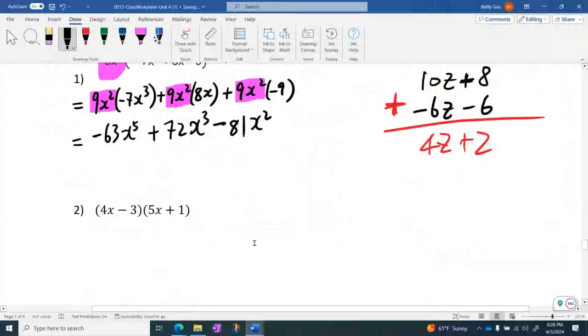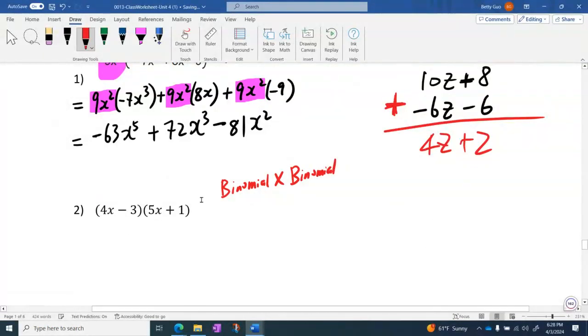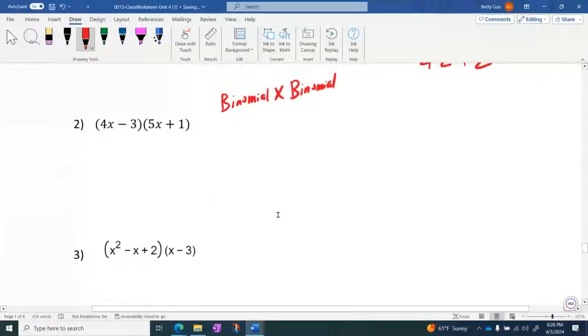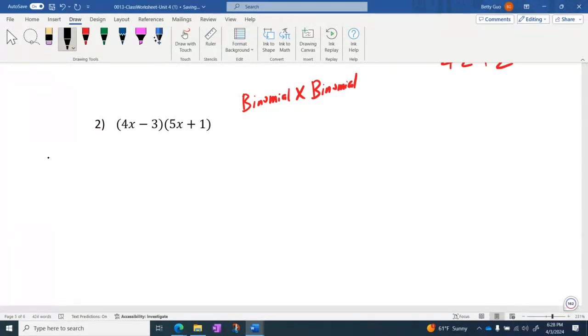Next question, I'm going to demonstrate how we multiply a binomial with a binomial. How do we multiply 2 binomials together? Binomial times binomial. This is the place where I actually have 6 methods. I'm going to show you those 6 methods, okay? Binomial times binomial. Method 1, FOIL.